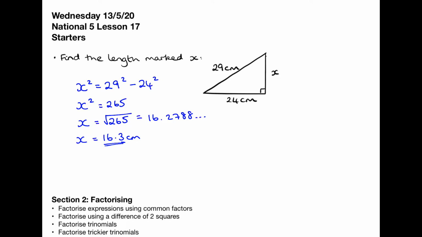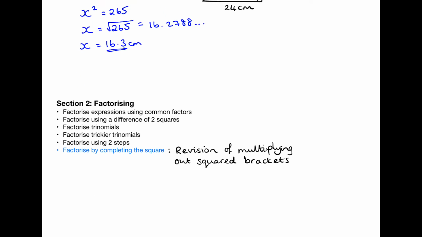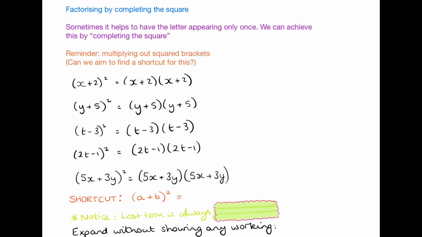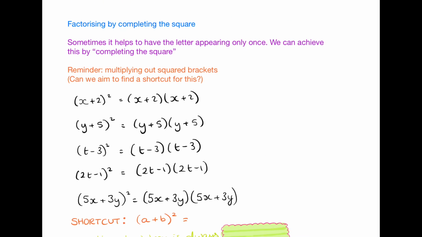We're going to skip straight on and look at what we're learning about today. So we've done all of this factorising already, and today we're going on to factorising by completing the square, but we're not actually going to do any factorising today. What we're going to do today is revision of multiplying out squared brackets, because we need to be really good at that. Okay, so sometimes it helps to have the letter appearing only once in an expression, and we achieve that by completing the square.